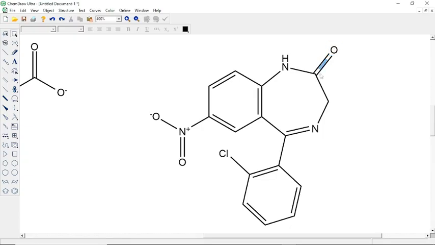it's already attached to a benzene ring. So any carbonyl that's attached to a ring does not really participate in bonding. Yes. It does not really participate in bonding.